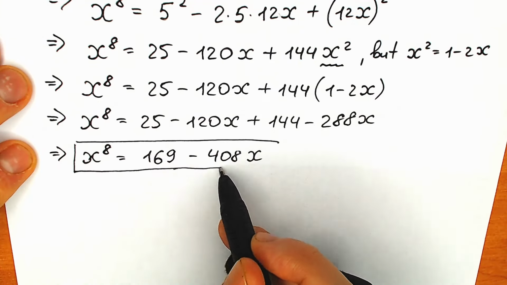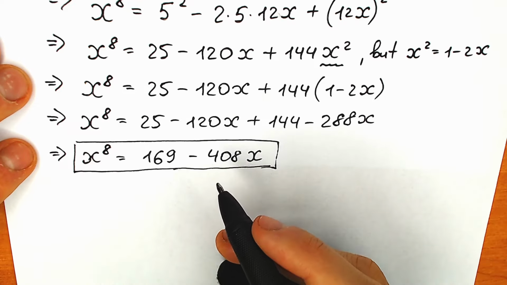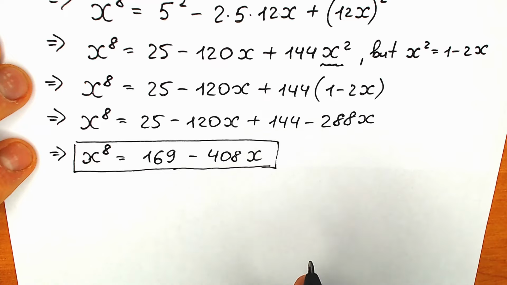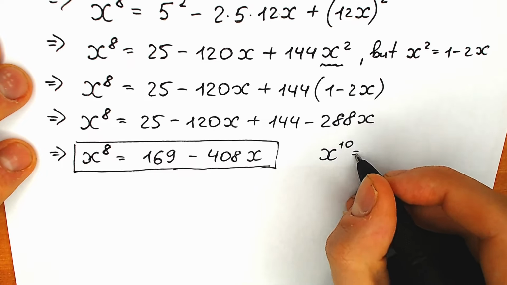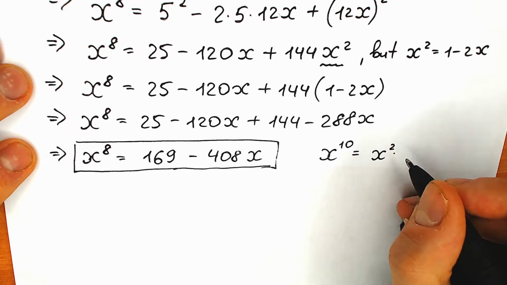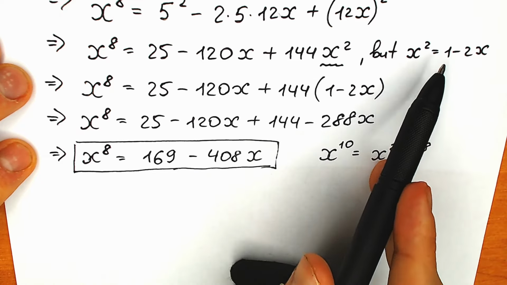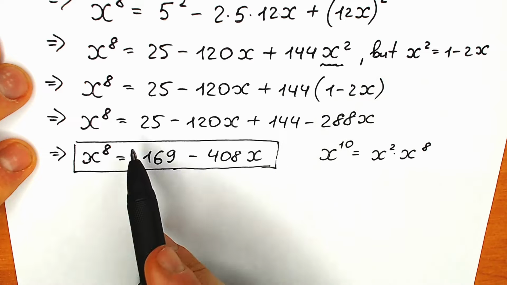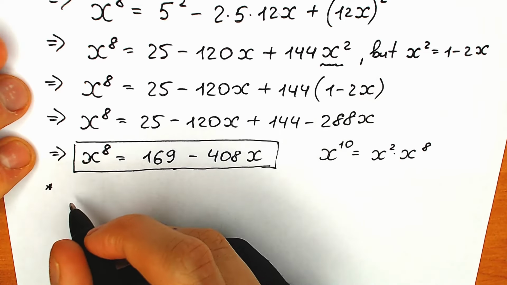So we know everything. We know x to the power 4 from the previous step. Right now we know x to the power 8. But how can we get closer and closer to x to the power 10? Because we need to solve it for x to the power 10. There are a lot of combinations, but the best one is to multiply x squared times x to the power 8. We know x squared from here, and we know x to the power 8.